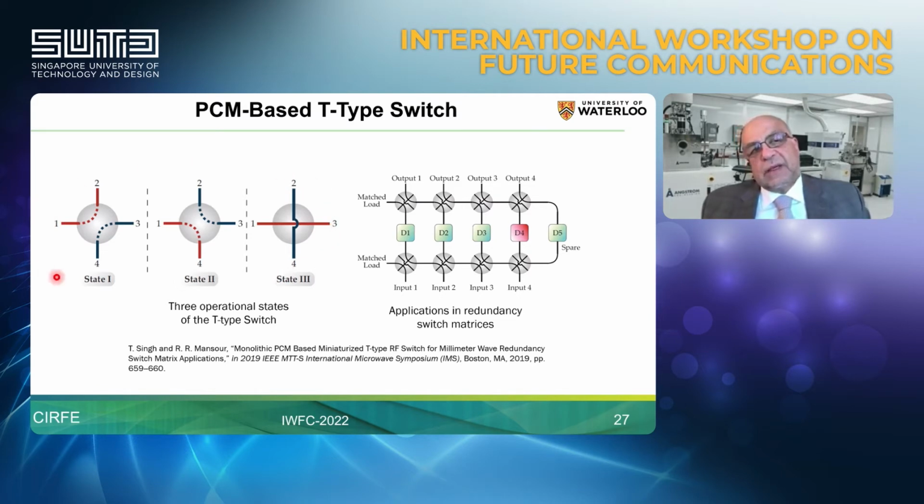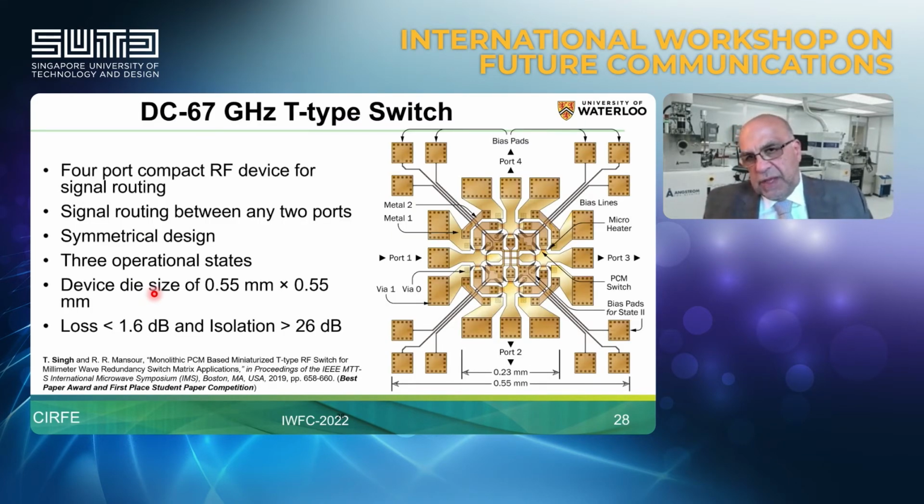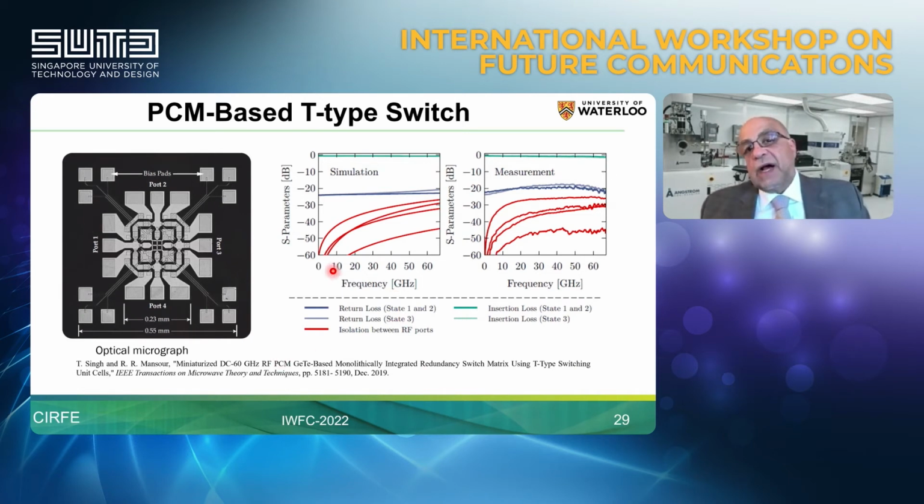Having that switch as a basic building block allows you to make very comprehensive subsystems or devices. For example, we made the switch here, which we call the T-switch. As you can see, the switch, which has four ports and three states, has a size of 0.55 millimeter by 0.5 millimeter, 550 microns by 550 microns. It makes a four-port switch. And here is the device, which works up to 60 gigahertz. The insertion loss is so low, return loss is not bad, and isolation is good here because we use two switches for each path. We have several papers published in IEEE Transactions on that.